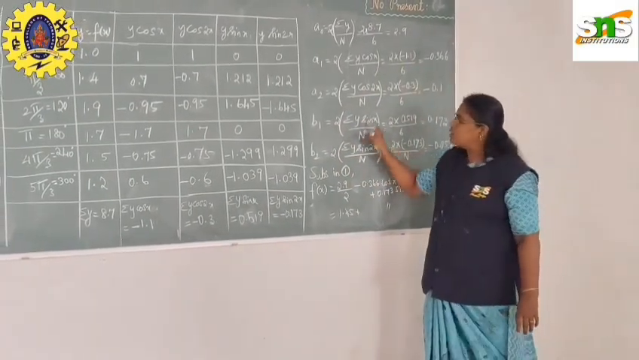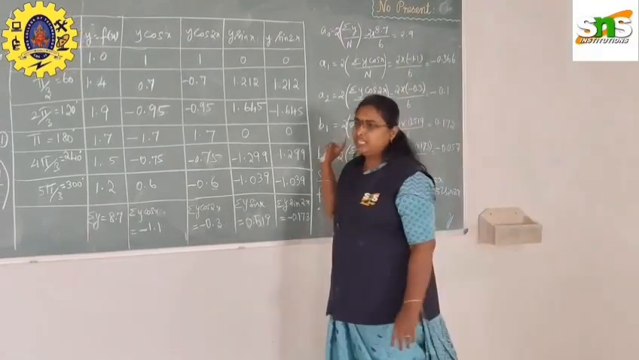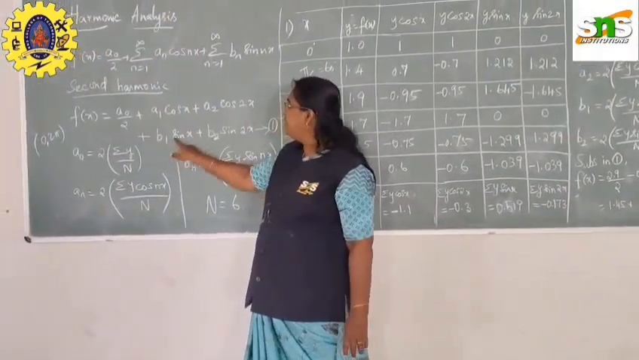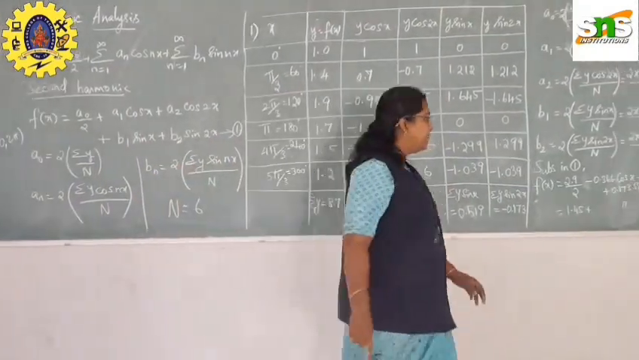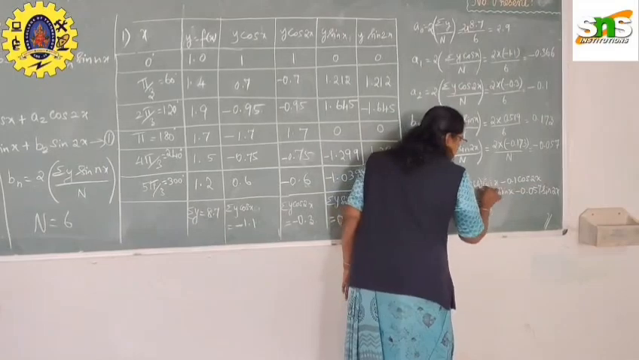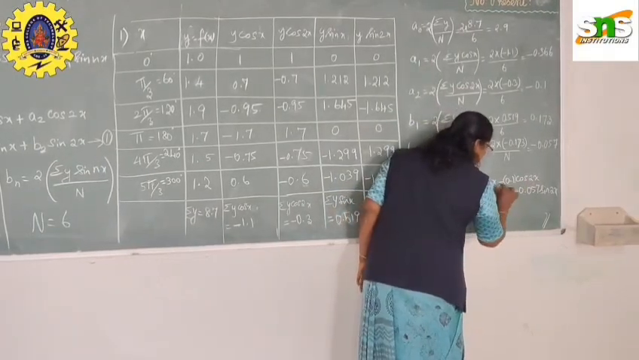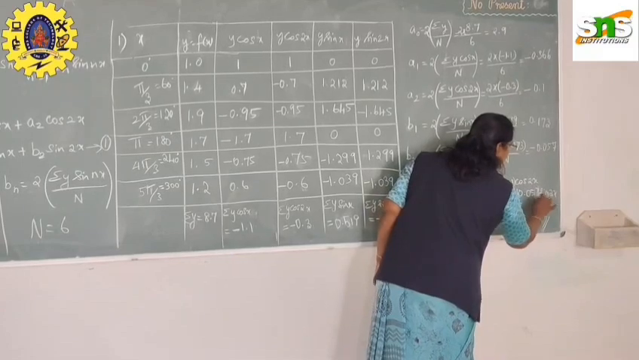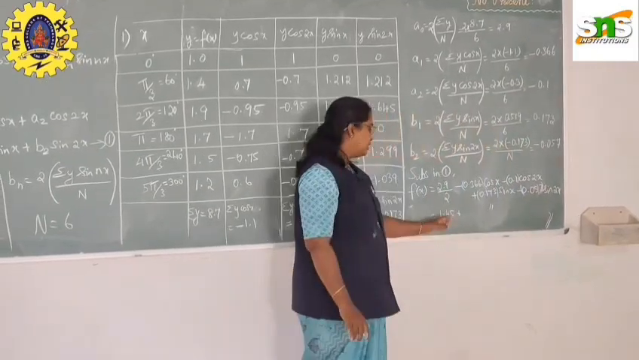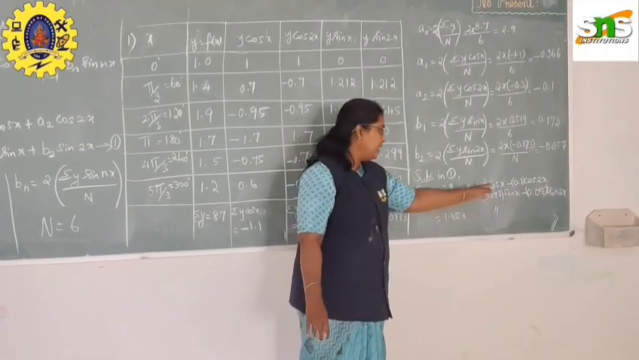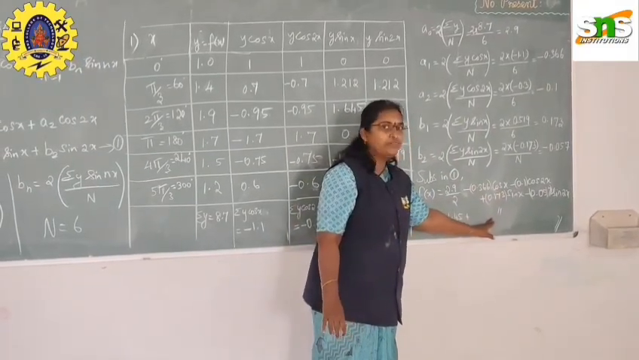Once we know all the constant values, we can easily substitute them instead of a0, a1, a2, b1, b2. In these 5 places I replaced with these values, and the values are noted here. That's all. If we substitute, we get the function f of x. This 2.9 divided by 2 is 1.45, and then we can replace with this one.